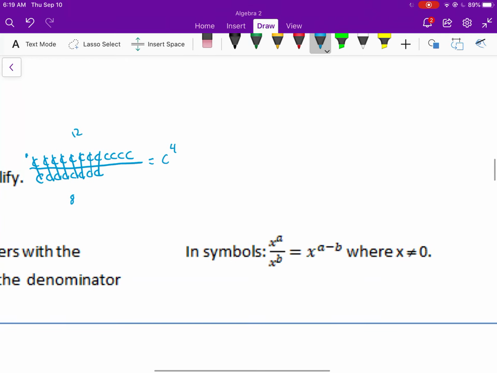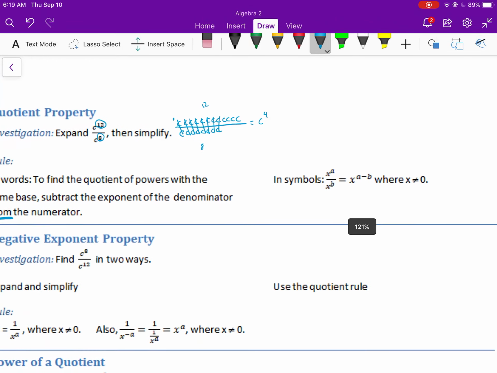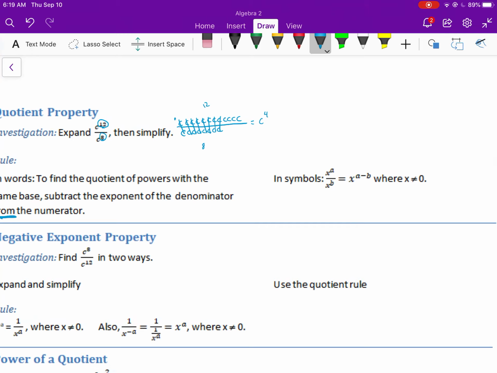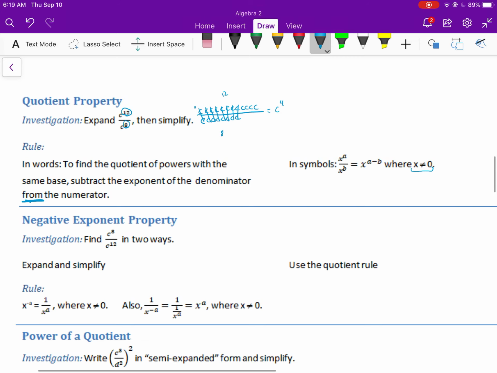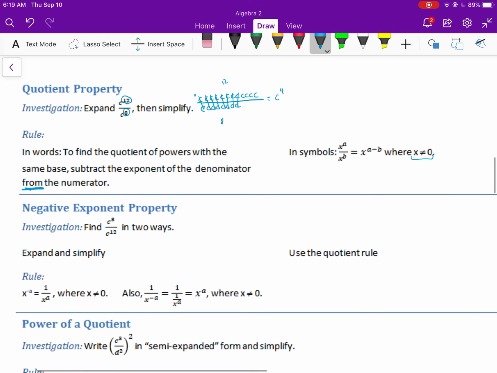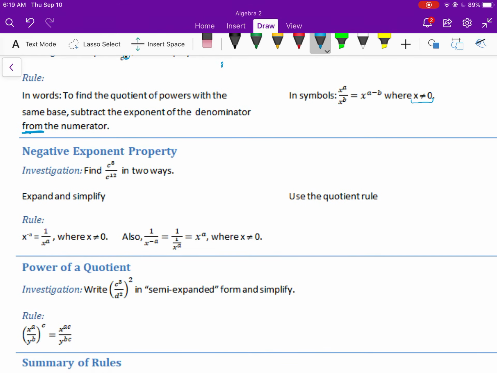In symbols, we have x to the a over x to the b is x to the a minus b, where x cannot equal 0. That's a little disclaimer there because you cannot divide by 0. So that's the rule, the quotient rule. And then a negative exponent property.